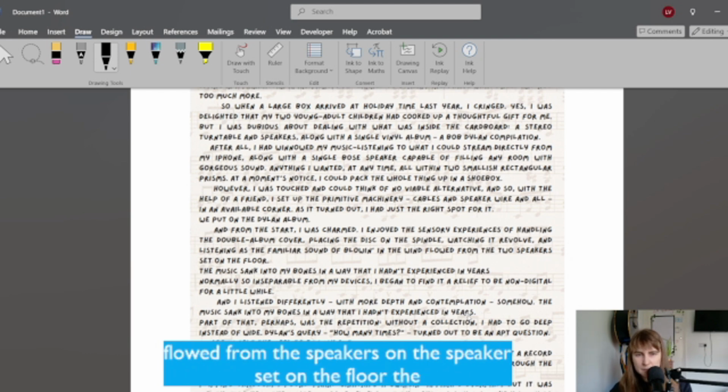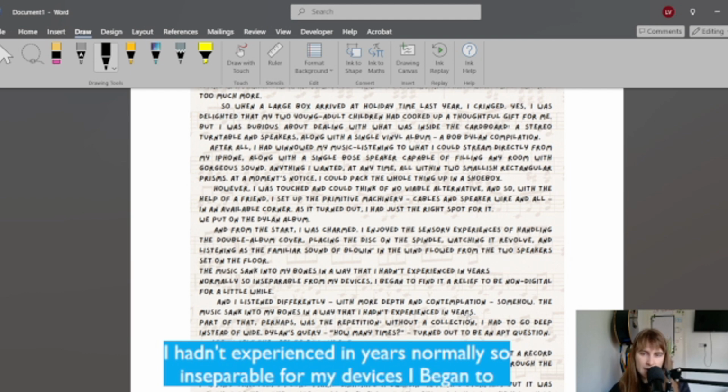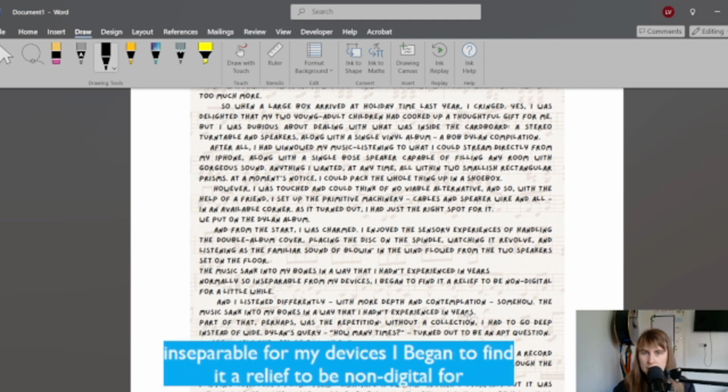The music sank into my bones in a way that I hadn't experienced in years. Normally so inseparable from my devices, I began to find it a relief to be non-digital for a while.